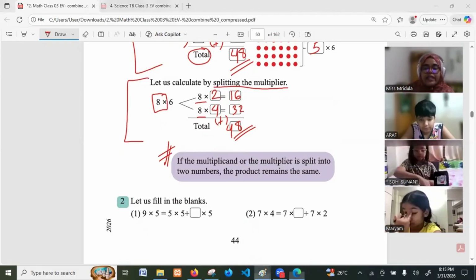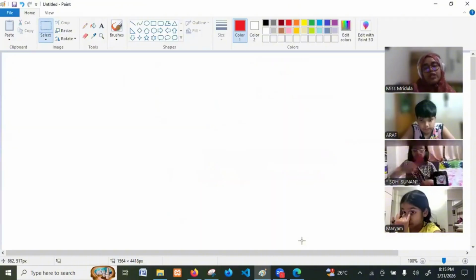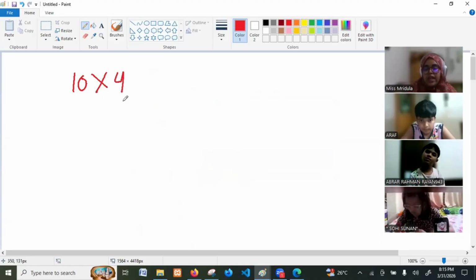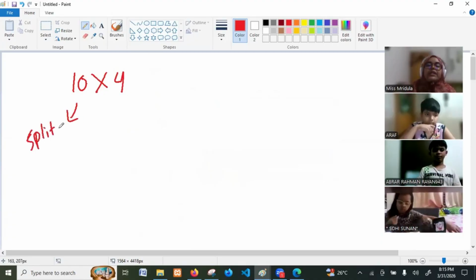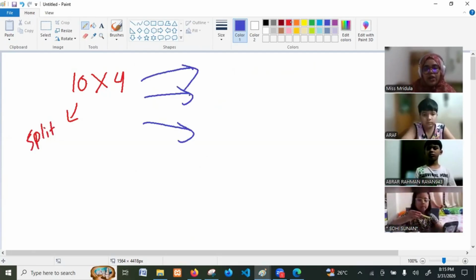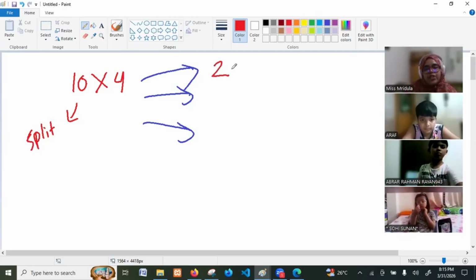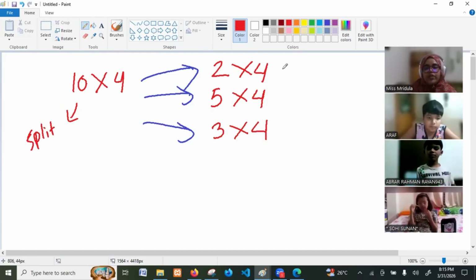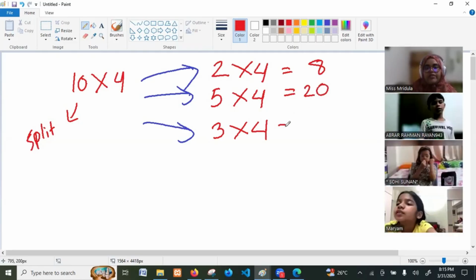Acha, can we split them into 3 different parts if we want? Yes, miss. Suppose I want to do 10 multiplied by 4 and I want to split my multiplicand into 3 groups now. Okay, we will make 3 parts. So I can write 2 times 4. I can write 5 times 4. And what will be left? 5 plus 2 is 7. 3 will be left. Yeah, 3 times 4. So we will be getting 4 2s are 8. We will be getting 5 4s are 20. And we will be getting 3 4s are 12.